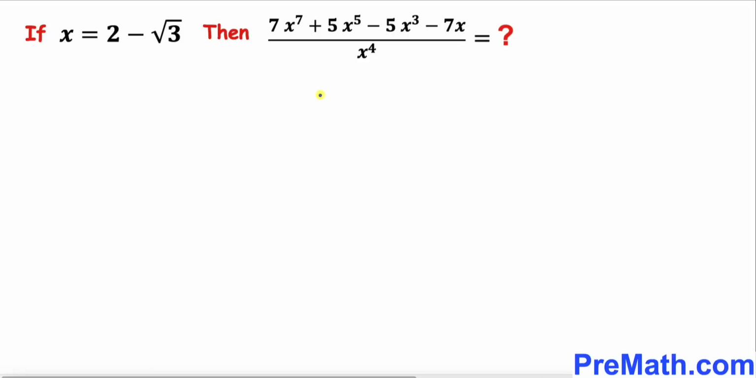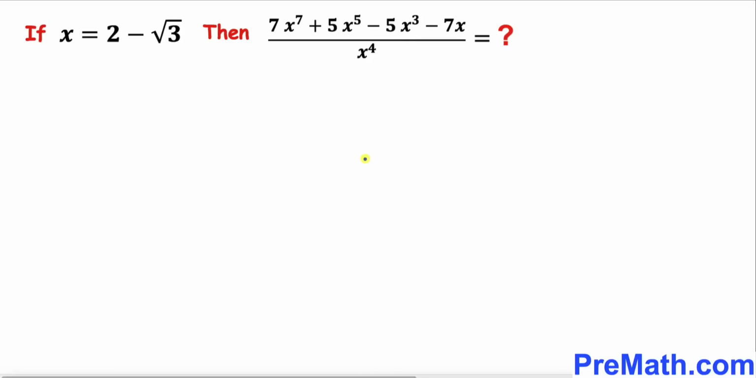Welcome to PreMath. In this video, we have been given x equals 2 minus square root of 3, and now we are going to find the value of this expression: 7x^7 plus 5x^5 minus 5x^3 minus 7x, divided by x^4.